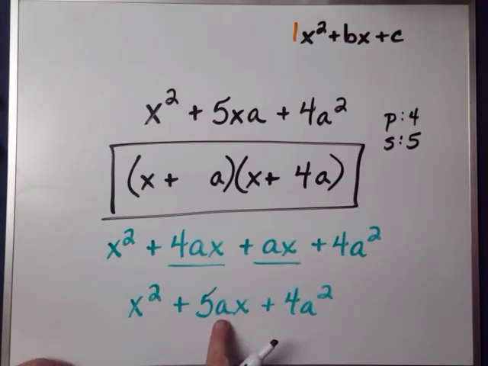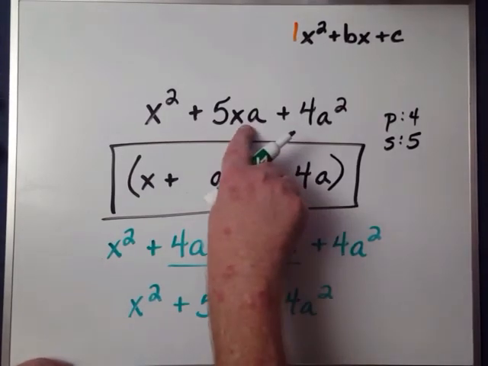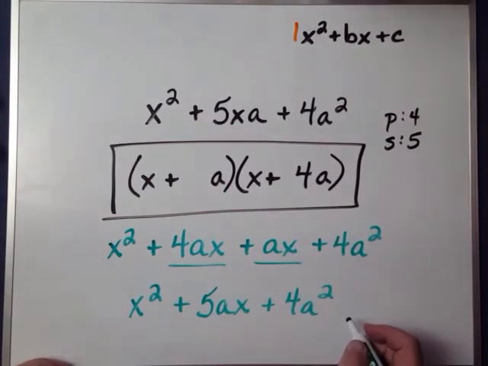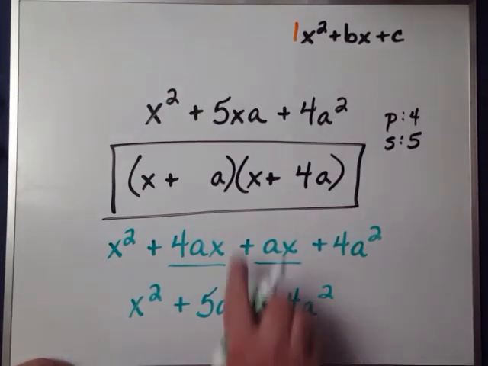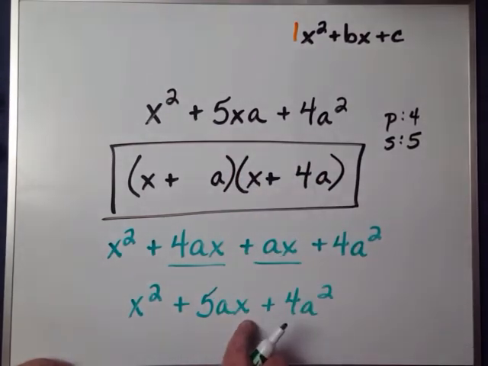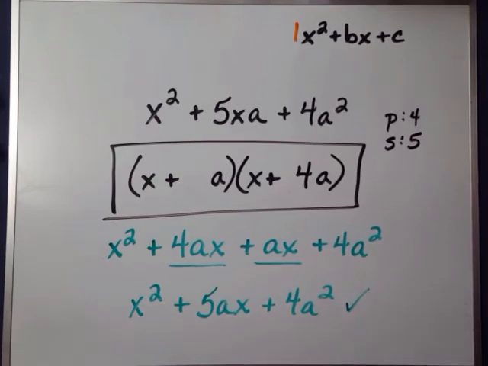With the exception that I wrote ax and the original had xa, they're the same. Multiplication is commutative, so it doesn't matter what order the a and the x are in. This checks.